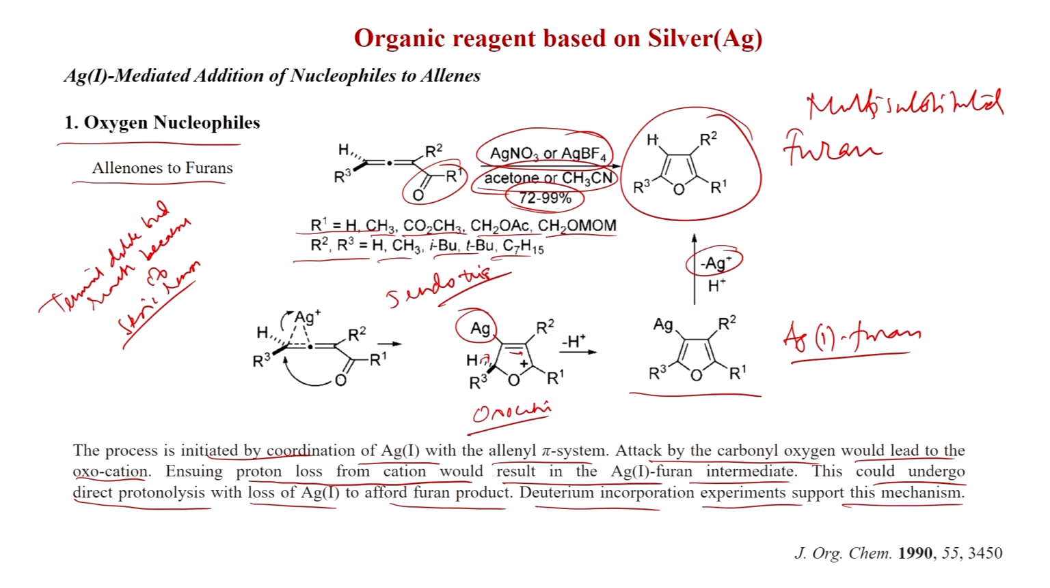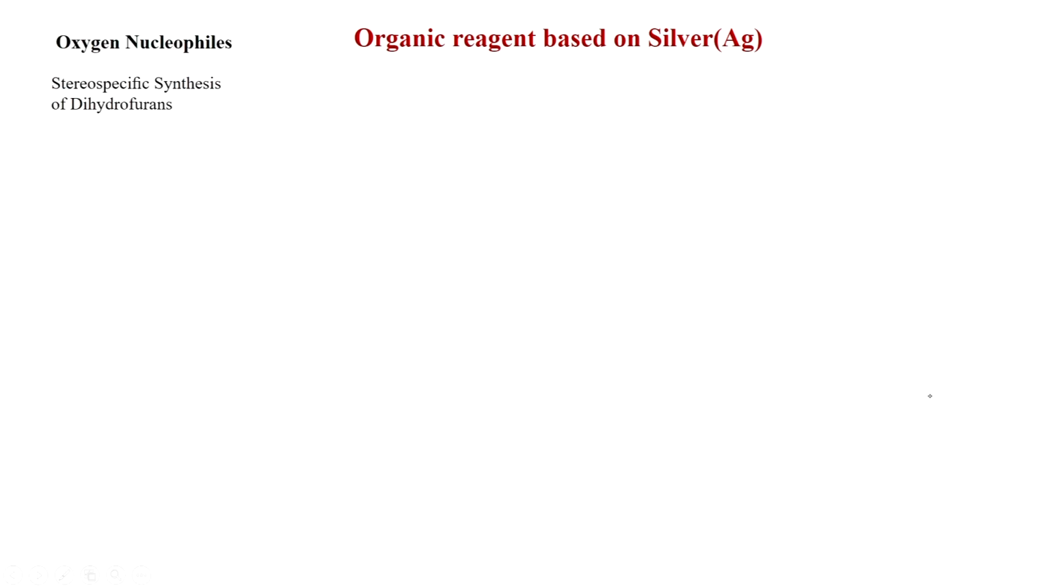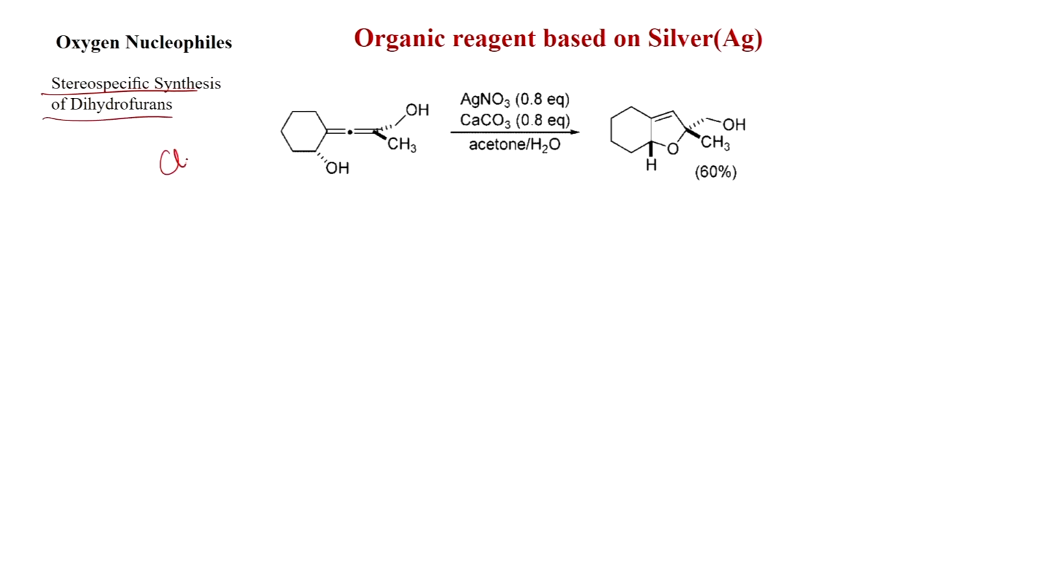So, this is a very important method to generate furan from allenones. If you put the allenones with silver nitrate or silver tetrafluoroborate in acetonitrile solvent, you can get very good product. This was published in JOC 1990. Now we will see stereospecific synthesis of dihydrofurans. This is an allene and also a secondary alcohol, this is chiral, these are stereocenters.